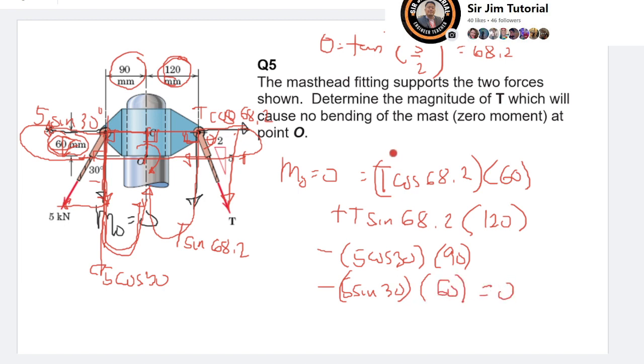Equals to 0. You use your calculator, you can come up with the value of T. The value of T is supposed to be 4.04 kilonewton. I want you to check this one. Use your calculator. So that's all for the moment of force. I hope you understand this one. Thank you.